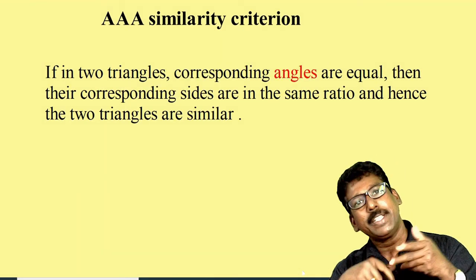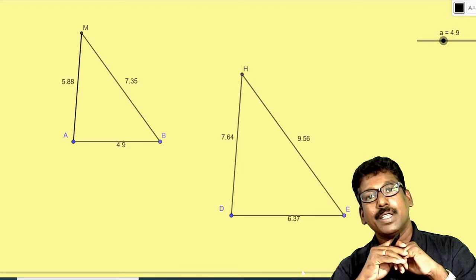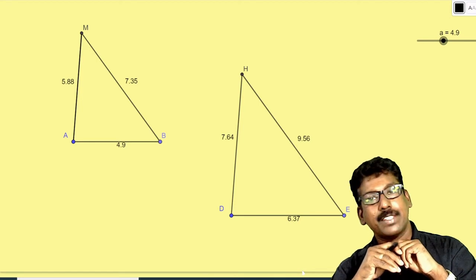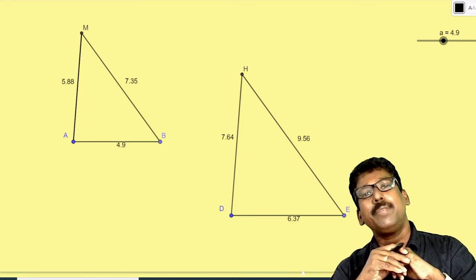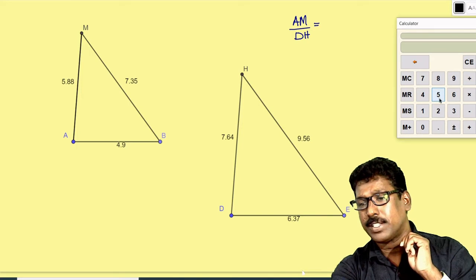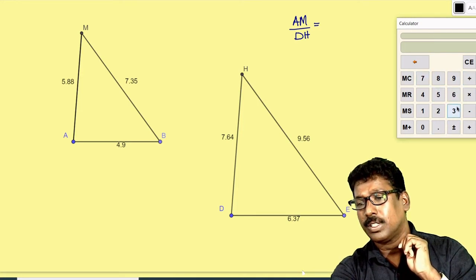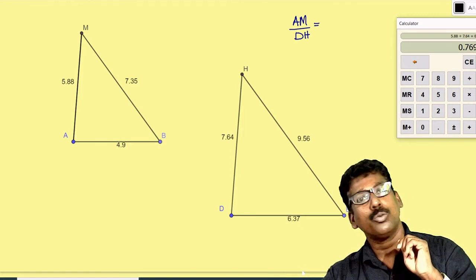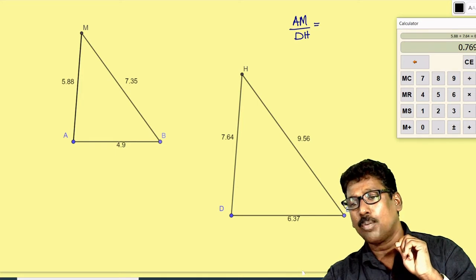Now, let me take another case. Here you have two triangles ABM and DES, and its sides are given. Let me find out its ratio. AM divided by DS, that is 5.88 divided by 7.64. You will get it as 0.769, or corrected to two places of decimal, you can write it as 0.77.